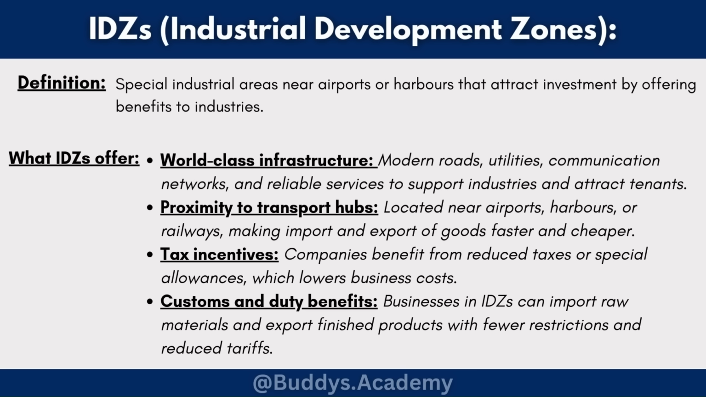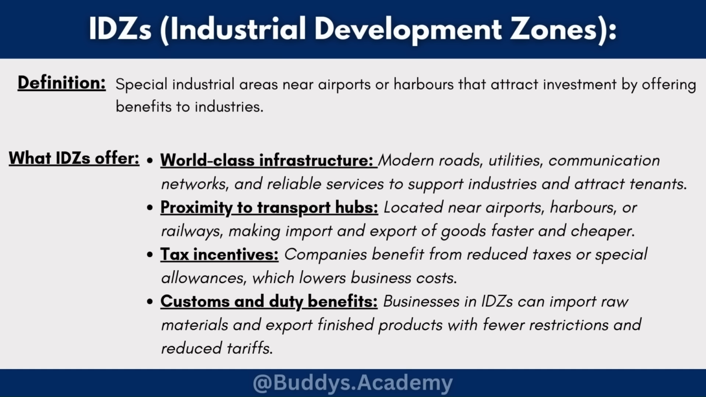So firstly, what is an IDZ? These are going to be your special industrial areas near airports or harbors that are going to attract investment by offering benefits to industries. So what do IDZs exactly offer? The first would be world-class infrastructure. So there's going to be modern roads, utilities, communication networks, and reliable services to support industries and attract tenants. Secondly would be your proximity to transport hubs. So it's going to be located near airports, harbors, or railways, making import and export of goods faster and cheaper.